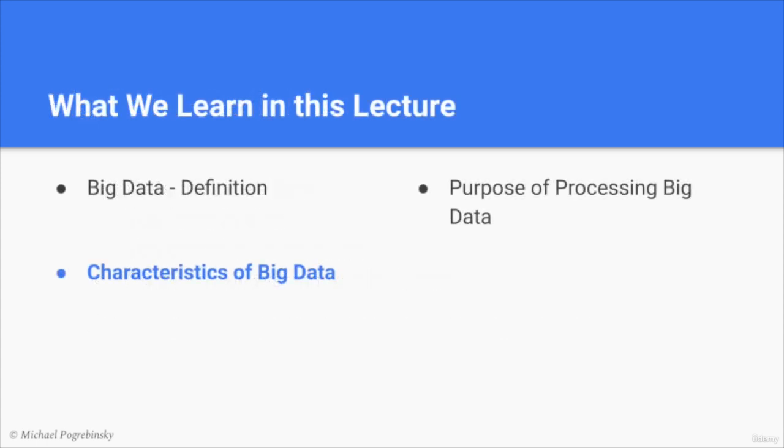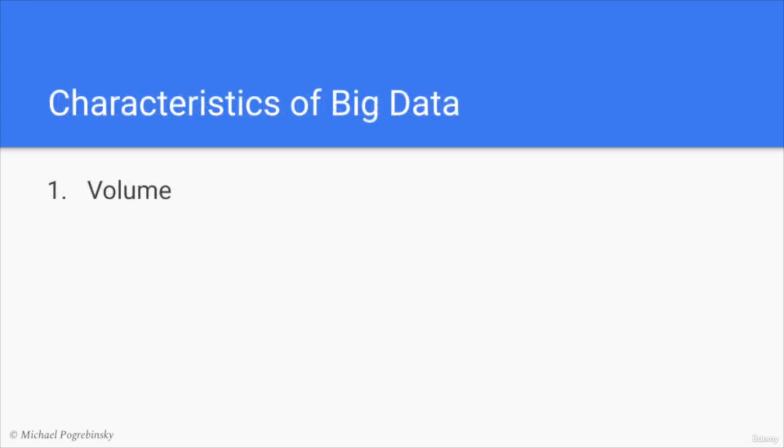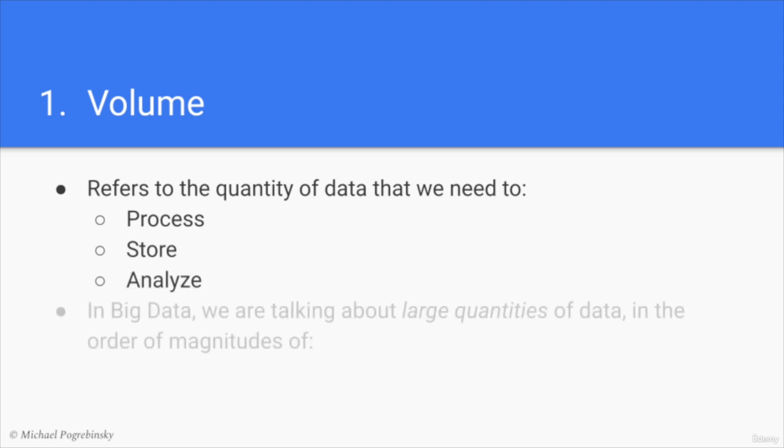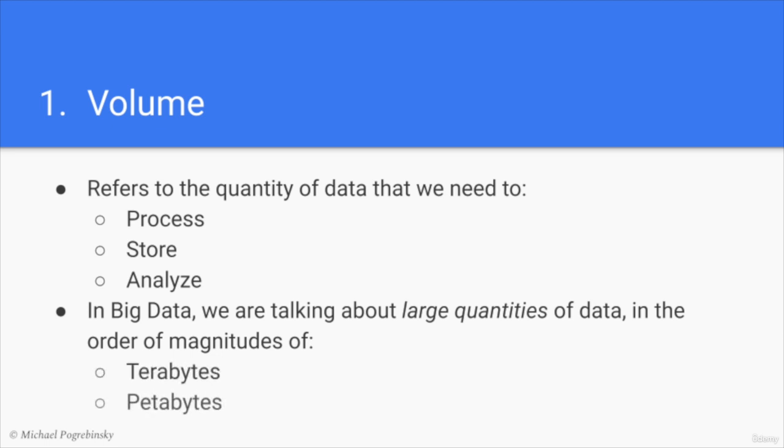There are many characteristics of big data, but three of them are the most prominent. The first characteristic of big data is volume. Volume refers to the quantity of the data that we need to process, store, and analyze. When we talk about big data, we're talking about large quantities of data, typically in the order of magnitude of terabytes, petabytes, or even more per day.